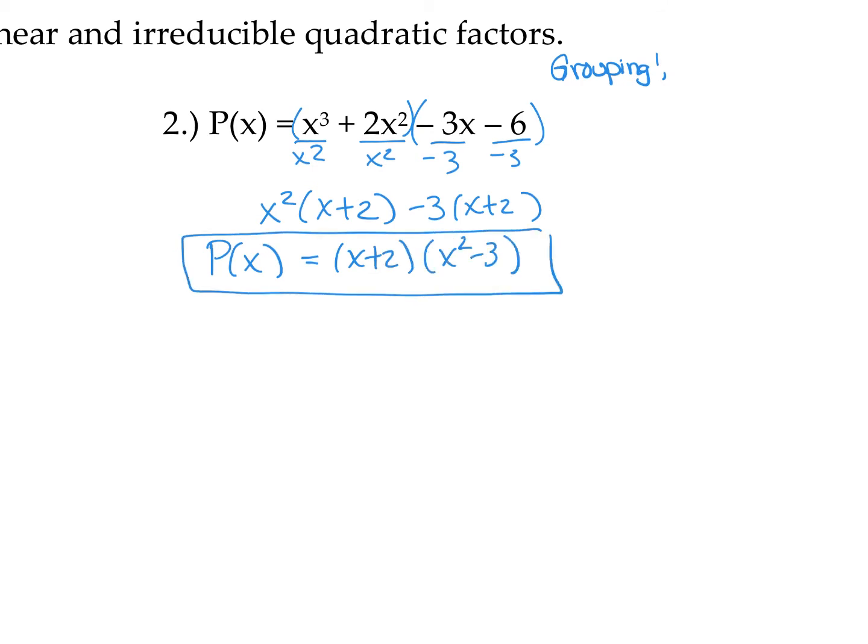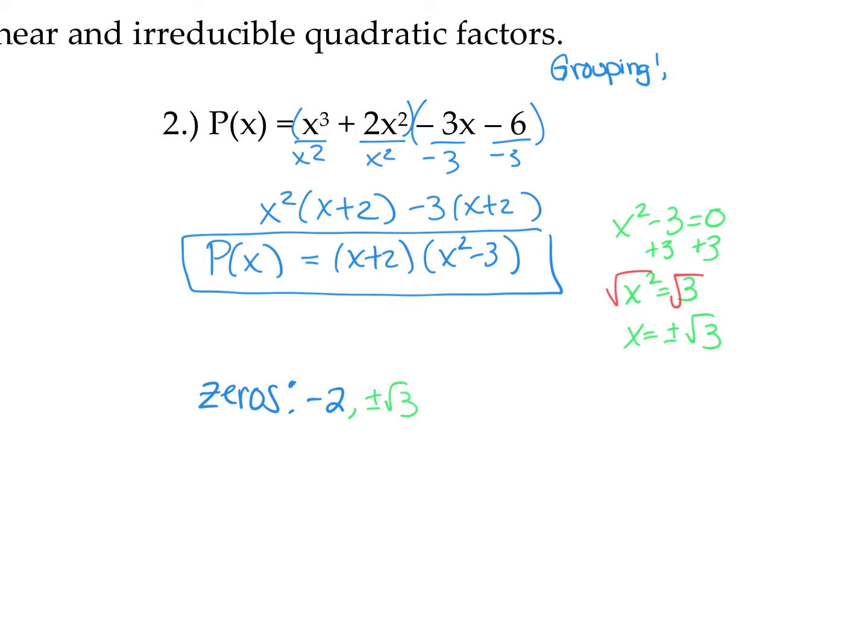So what are my zeros? Well, I can see from x plus 2, one of my zeros is negative 2. My other 0 is going to come from solving x squared minus 3 equals 0. And when I do that, I'll get plus or minus the square root of 3. So that'll be my 3 zeros for my cubic polynomial.